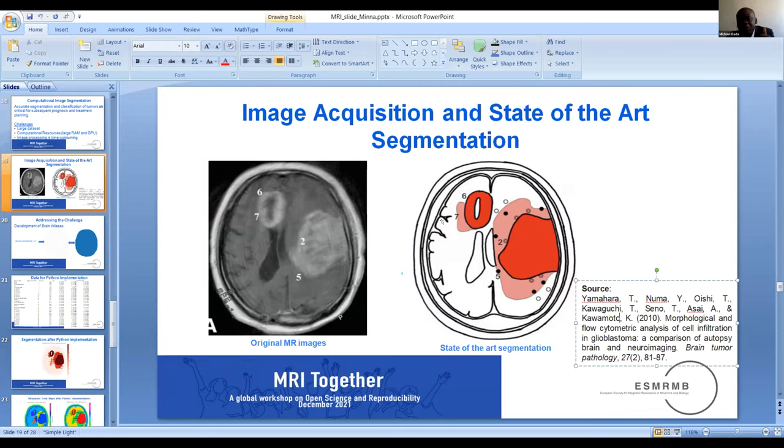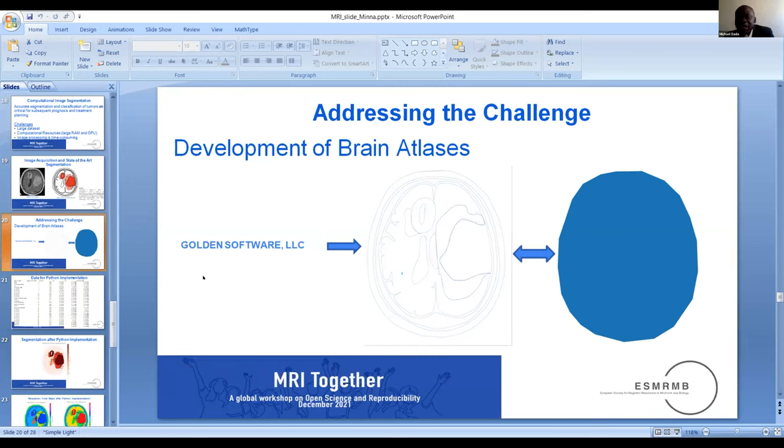Our method has to do with using Godin software to develop an atlas. We took the image and imported it into the Godin software, and we manually drew the regions of the brain. As you can see here, we drew the regions manually in order to have something like a template. After having the template, we converted it into shape files.